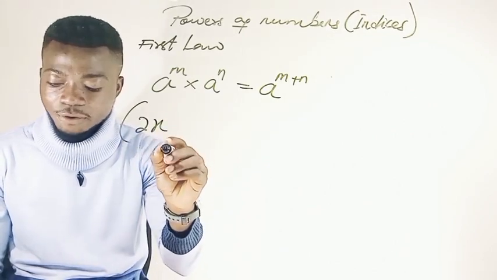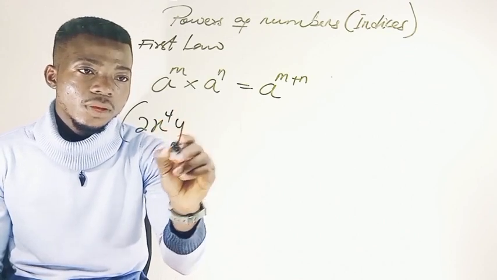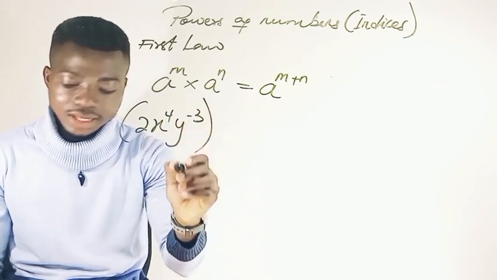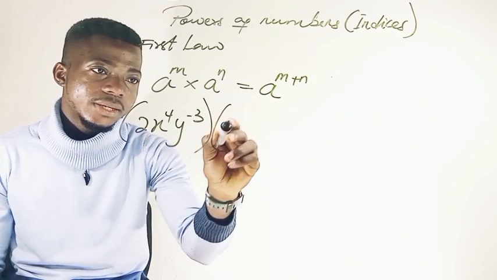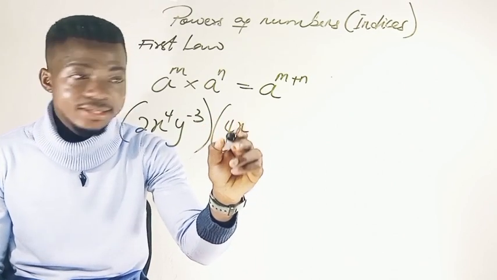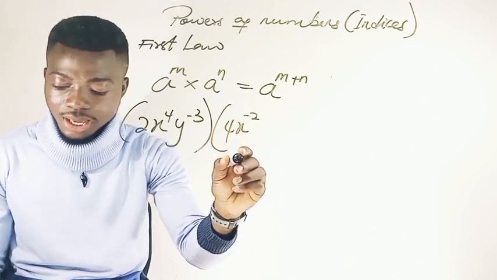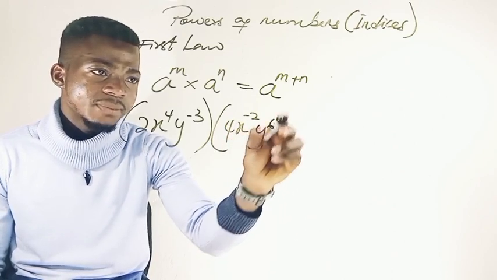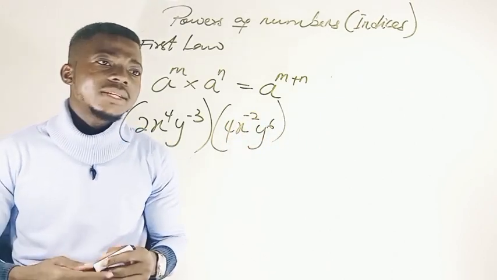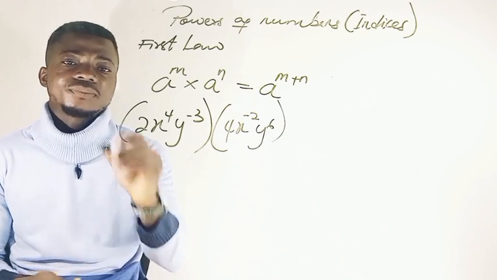2x exponent 4, y exponent minus 3. Then here, 4x exponent minus 2 and y exponent 6. All right, so now we have to solve this one.